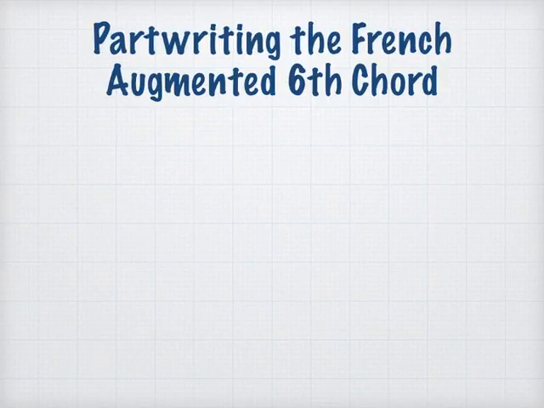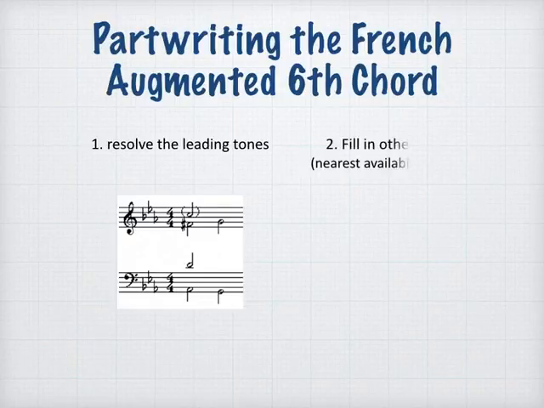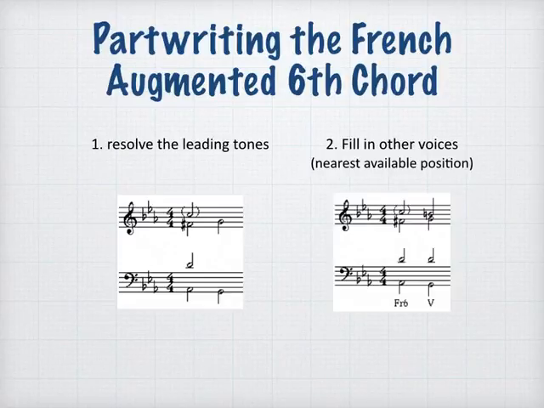Alright, now let's part write the French augmented sixth chord. First, resolve the leading tones. Now remember, there's a 7th in the French augmented 6 and the German augmented 6. So you have to resolve those correctly. A 7th resolves down by step. So write the French augmented 6 chord and resolve the 2 leading tones. The A flat goes down to G, the F sharp goes up to G. Then fill in the other voices to the nearest available positions.